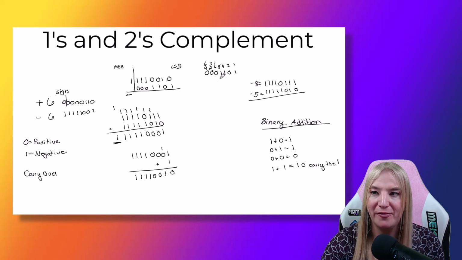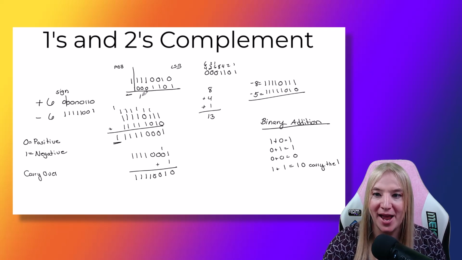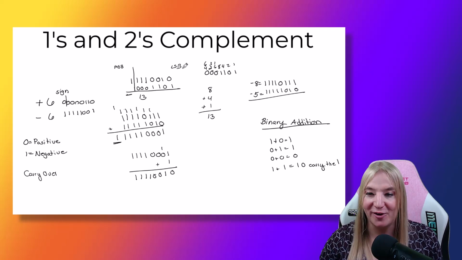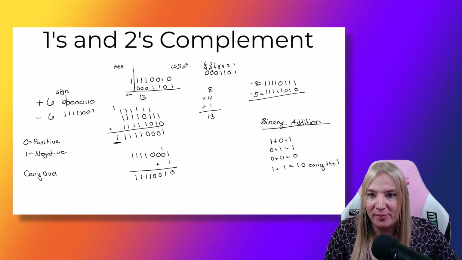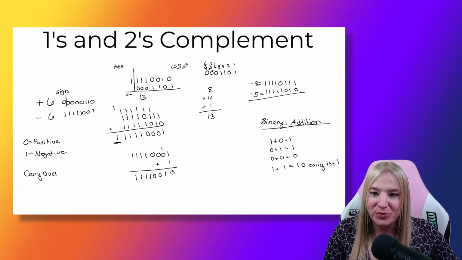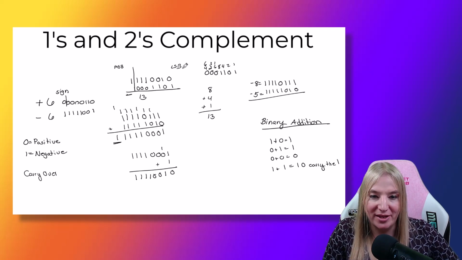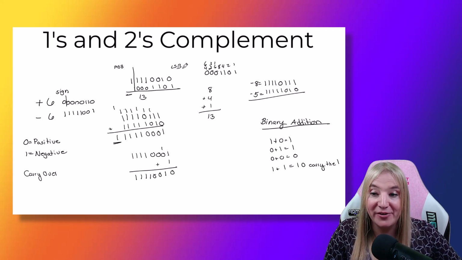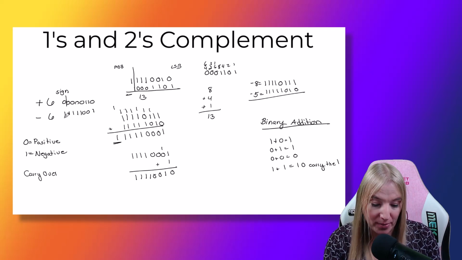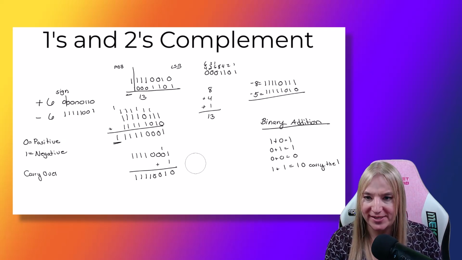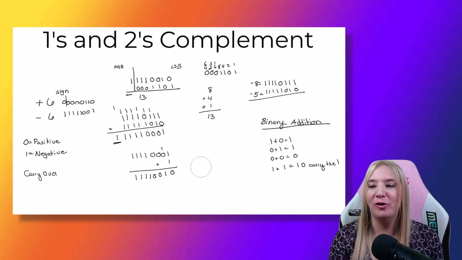We add the 8, 4, and the 1, so 8 plus 4 plus 1 gives us 13. So that's how we get our negative 13. So we actually can get back to that negative 13. As you can see, in one's complement, it's a little bit more difficult to deal with. Now, two's complement is very similar. So for a two's complement system, I'm going to erase some of this now. So that's my tutorial on one's complement.